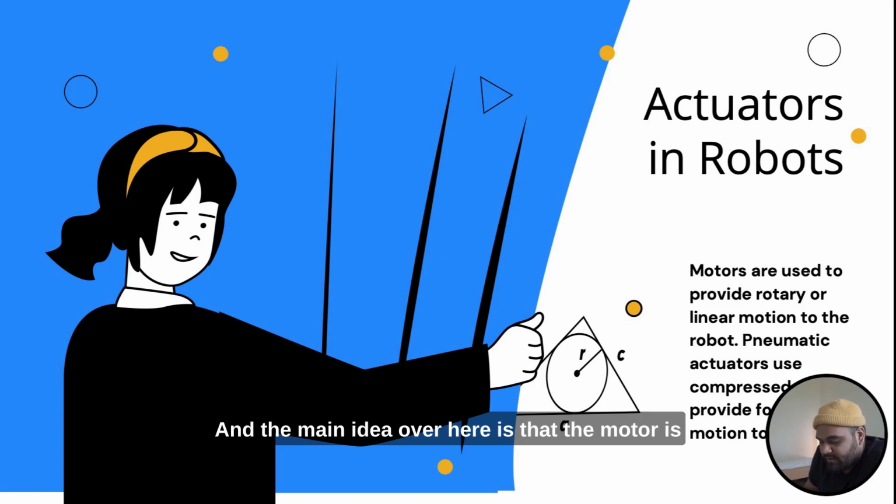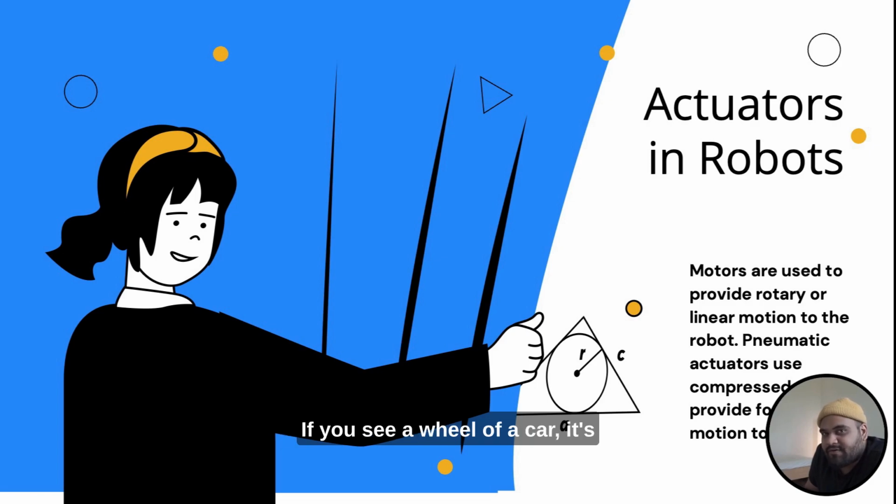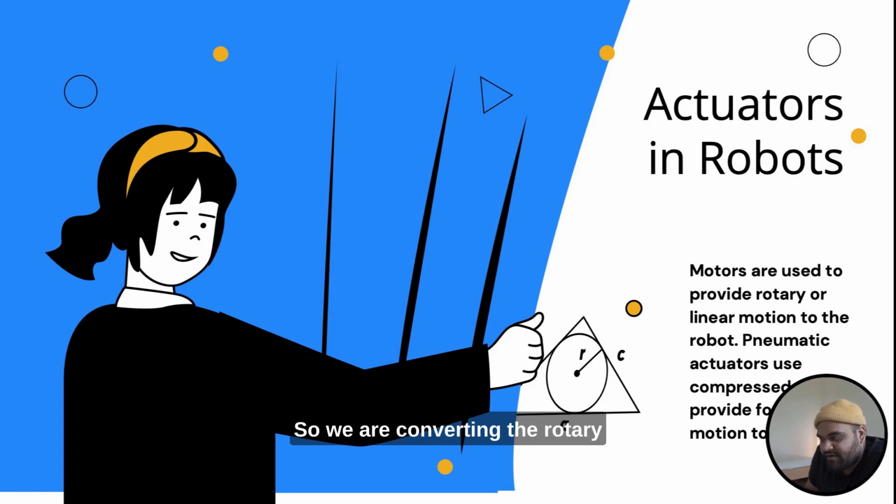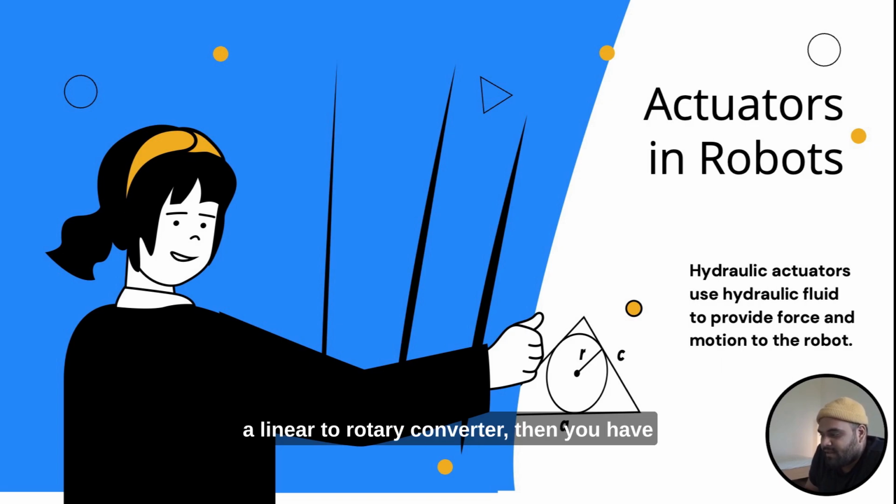The main idea here is that the motor is going to give you either a rotary motion or a linear motion. How can you say it's a linear motion? If you see a wheel of a car, it's rotating, but it's going ahead in one direction. So we are converting the rotary motion into a linear motion, and that's what we call a rotary to linear converter.